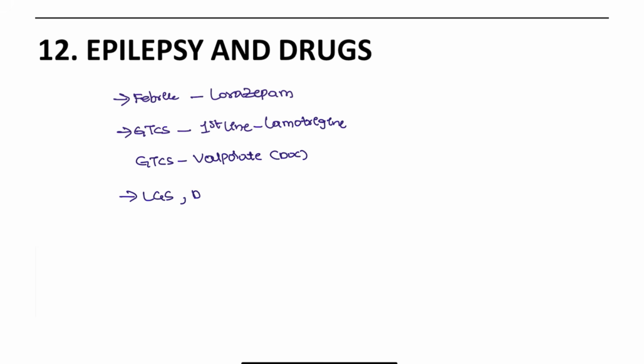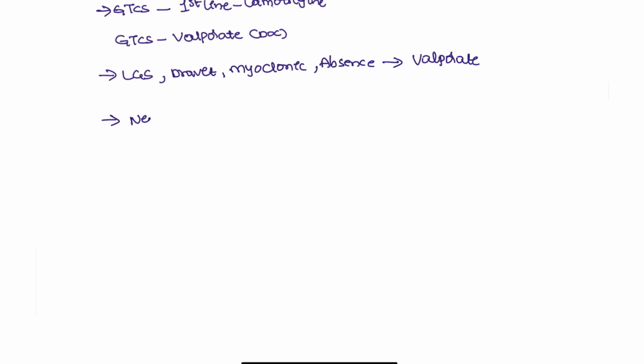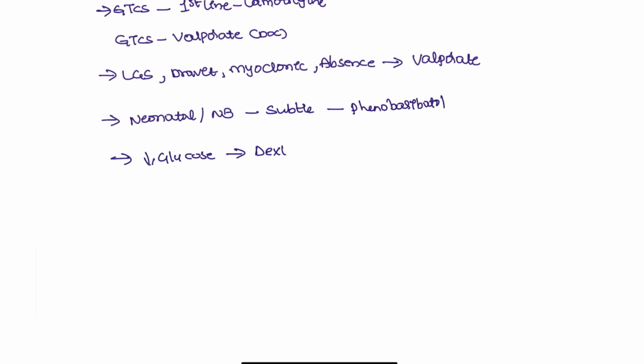Lennox-Gastaut syndrome, Dravet syndrome, myoclonic seizures, absence seizures, all these, the choice will be valproate only. Next, neonatal, especially in the newborns. For this patient, they will be having subtle seizures, and for these subtle seizures we can give phenobarbital. And patients with low glucose, you have to give dextrose.